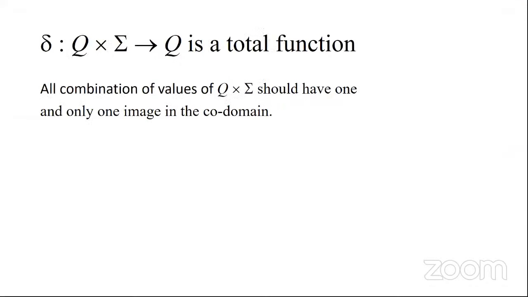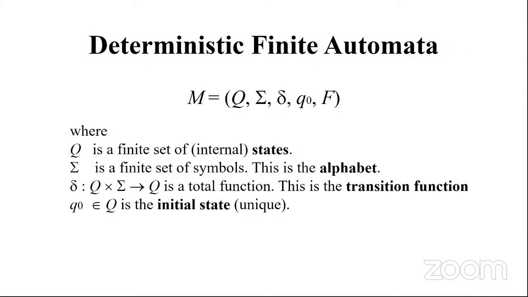Now, I'm just going to mention that total function means that you have to cover all the combinations of Q times sigma, and each element of that combination should have one and only one match in the codomain. I'm sure you know this one. Total function. The next one is Q0, that is a member of Q, that is the initial state.